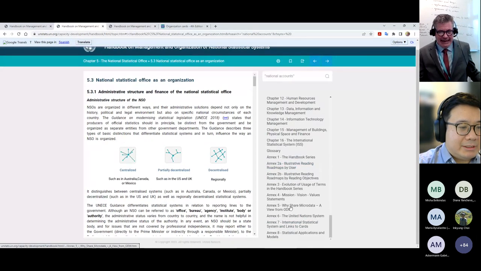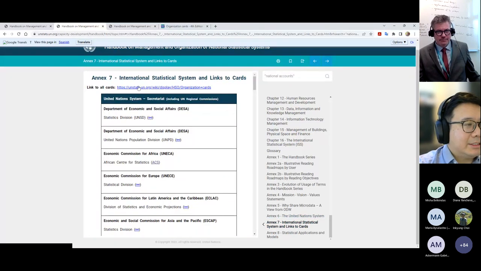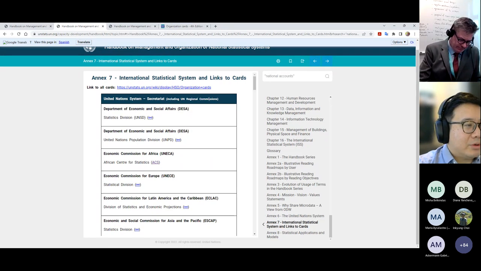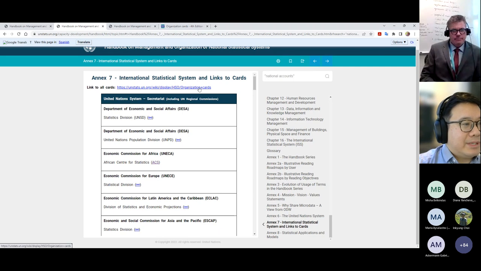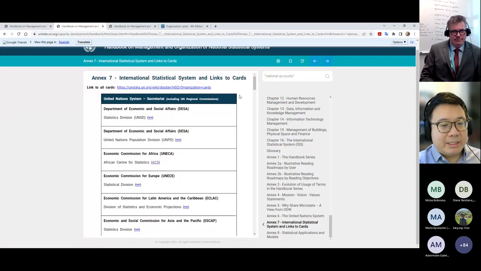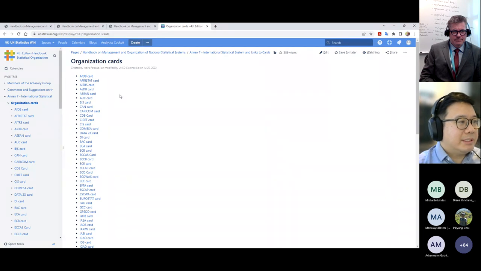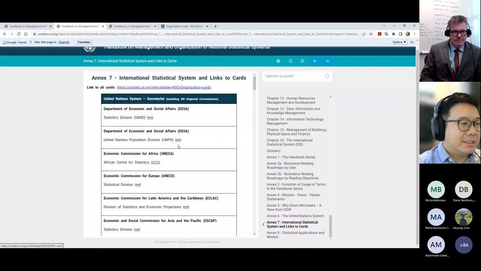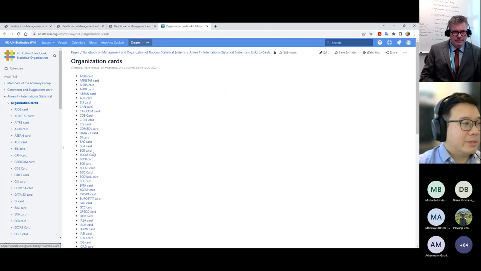Draw your attention to Annex 7, which is the International Statistical System. We had surveys sent to many of the organizations in the International Statistical System, and we had them fill out surveys. Instead of putting this in a printed yearbook where things would become obsolete quite quickly, we have it available as links to the cards, which are on the UN Stats Wiki. So I'll show that to you quickly here. The links in the yearbook go to each individual organization if you're only interested in one organization, or you can click here, which will show you all of the organizations.